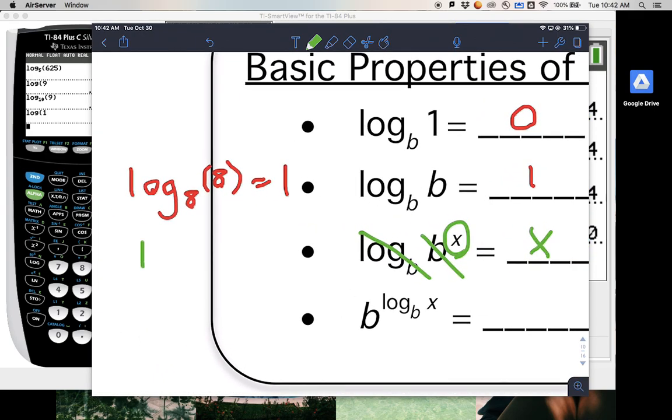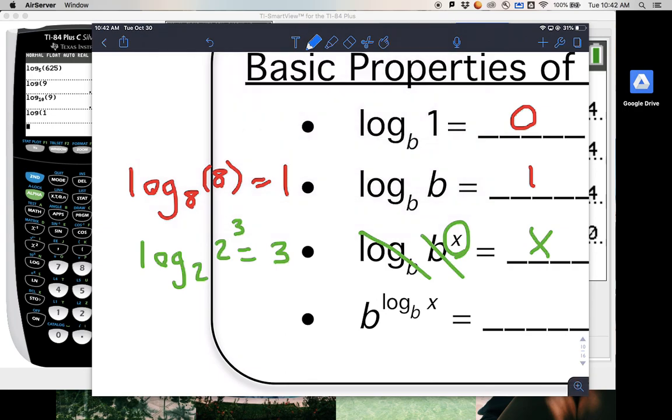For example, one that actually has numbers, if I had like log base 2 of 2 cubed, this would simplify down to 3. It's like the 2 and the log base 2 cancel out, and you're left with just that exponent. That's all that is saying there.